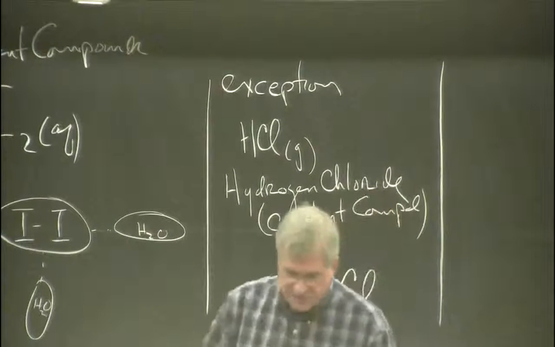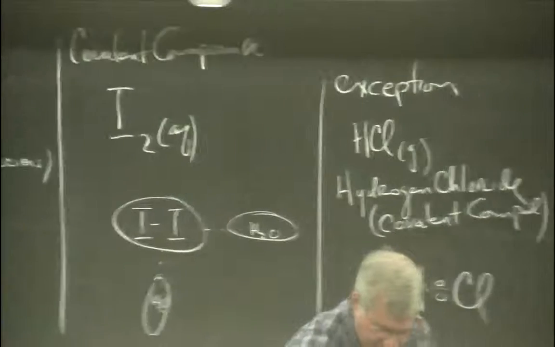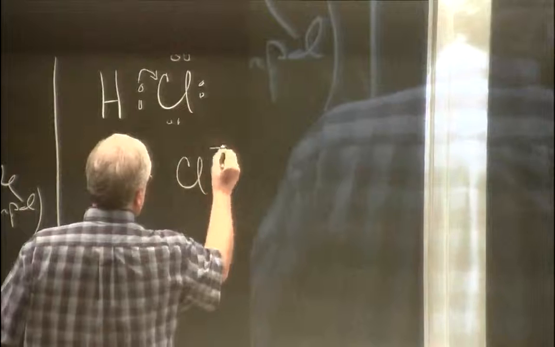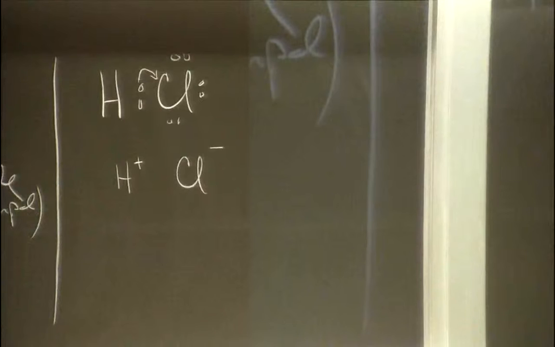Now, what happens is water is dipolar, and its polarity is strong enough that it can actually, well, let's just draw it like this. Here's your HCl. These are lone pairs of electrons on the chlorine. And what will happen is the whole electron pair will go towards the chlorine to give us chloride, and the hydrogen will now be electron deficient, a hydrogen ion.